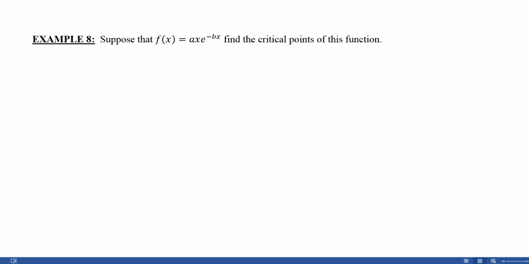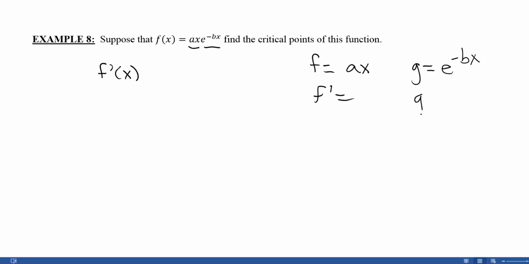Now, in order to get to the first derivative of this particular function, I notice that I have two things multiplied together, ax and e to the negative bx. Those both have the variable of x in them, so I'm going to have to do a product rule. Separating out these functions, my f is going to be ax, and my g is going to be e to the negative bx. Now I need to find each of their respective derivatives.